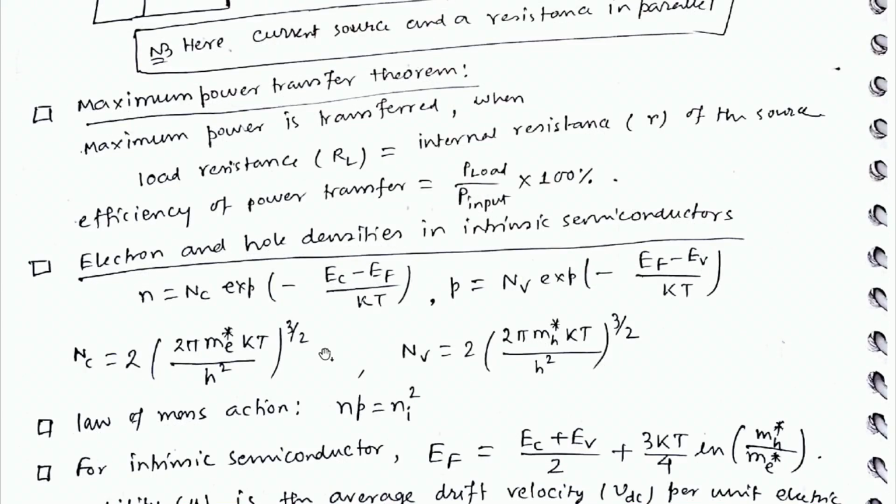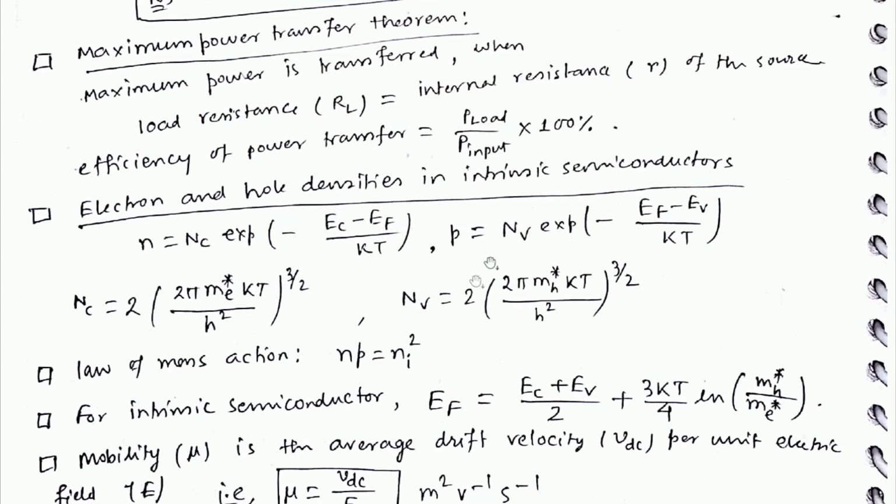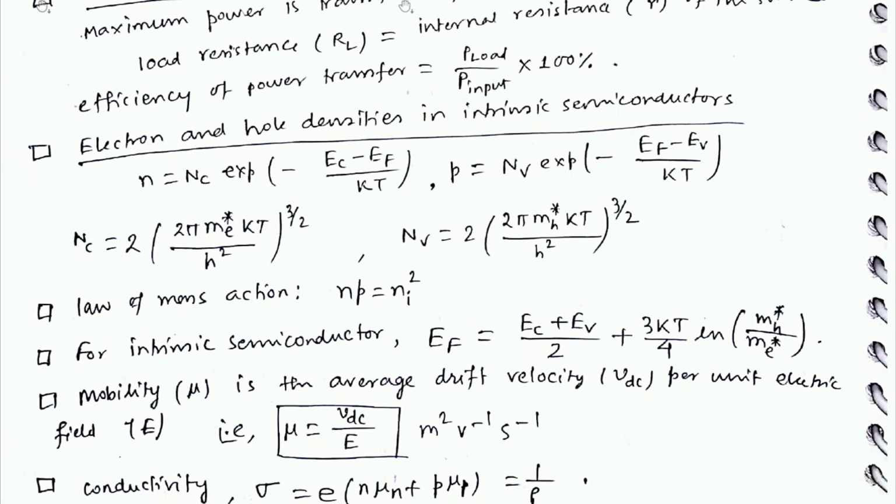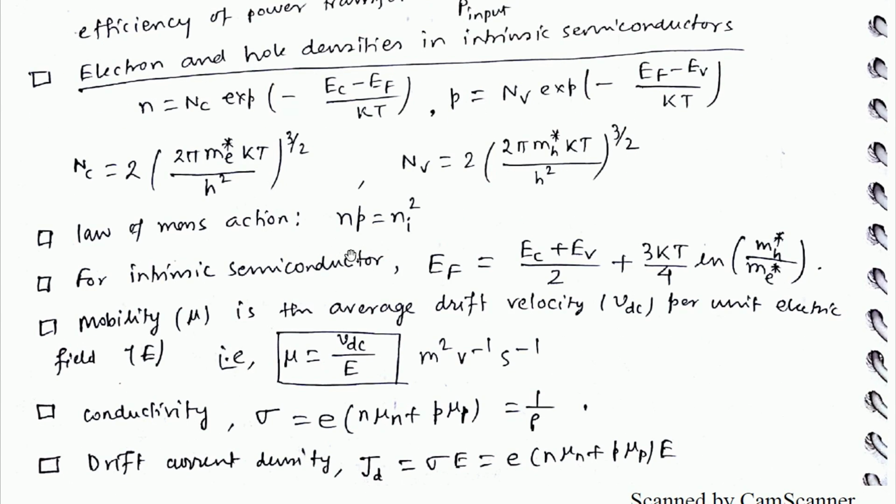Electron and hole densities in intrinsic semiconductors. n equals Nc exponential minus (Ec minus Ef) by kT, and p equals Nv exponential minus (Ef minus Ev) by kT. Nc equals 2 into (2 pi me star kT by h square) to the power 3 by 2. Nv equals 2 into (2 pi mh star kT by h square) to the power 3 by 2. And this is the law of mass action, as I have already told.